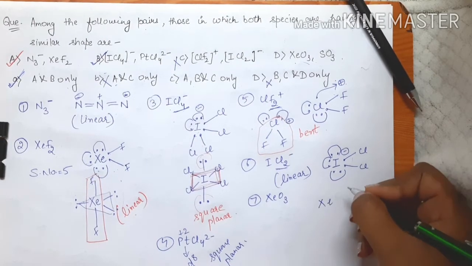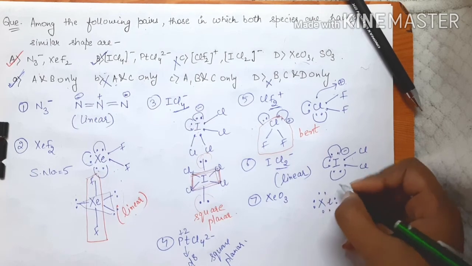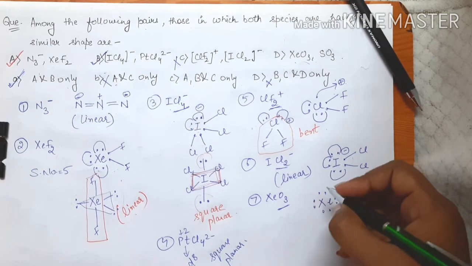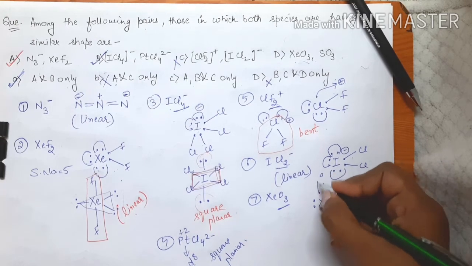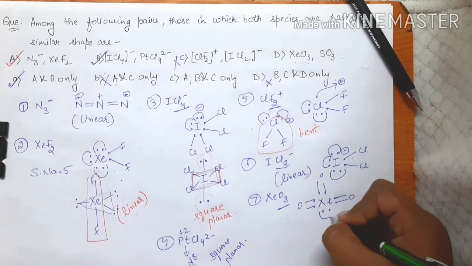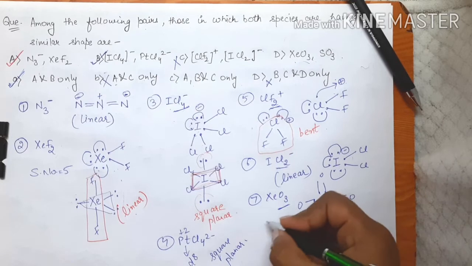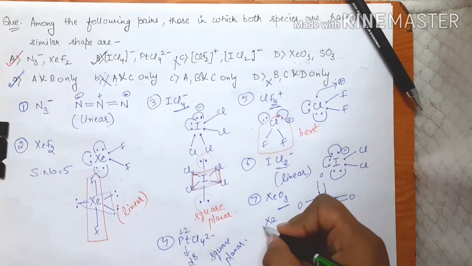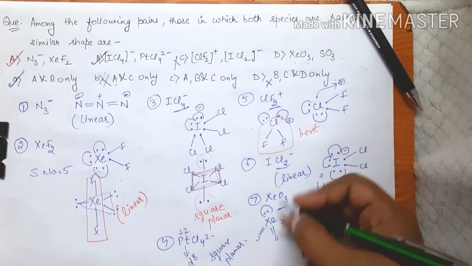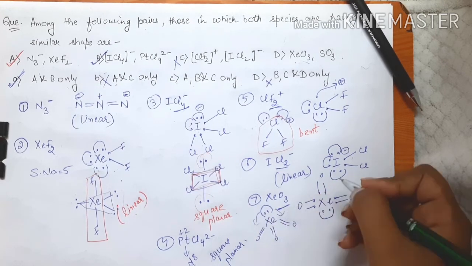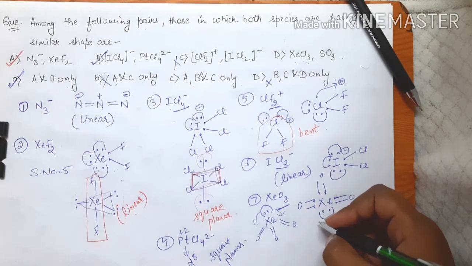Xenon will be the central atom having 8 electrons in the valence shell. It is attached to 3 oxygens. Oxygen is bivalent, so it will be attached to xenon like this. So it will be having 1 lone pair and 3 bond pairs. The geometry will be just like ammonia molecule due to the repulsions of the lone pair. So this will be just like ammonia molecule, and the shape will be pyramidal.